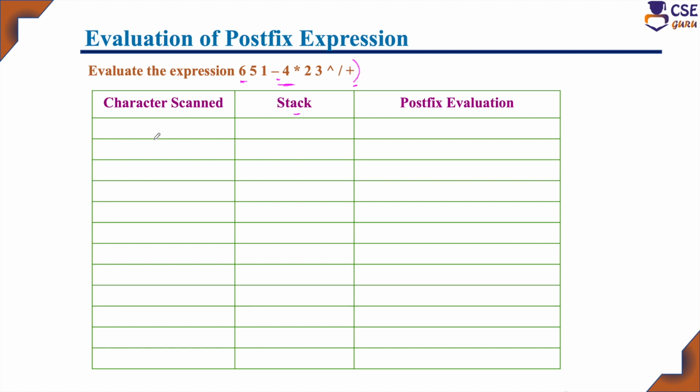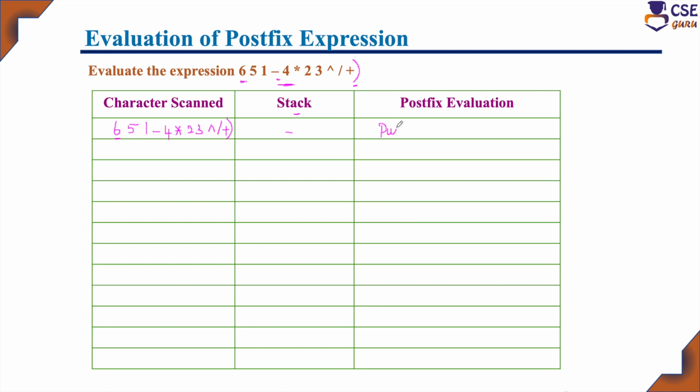So first, what is the postfix expression? It is 6, 5, 1 minus 4 star 2, 3 exponent, then division plus closed parenthesis. Initially nothing will be in the stack. And what is the first character you are going to scan? That is 6. So if it is an operand, what you have to do?